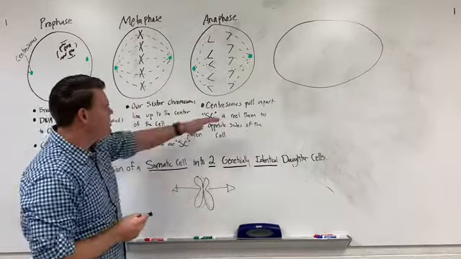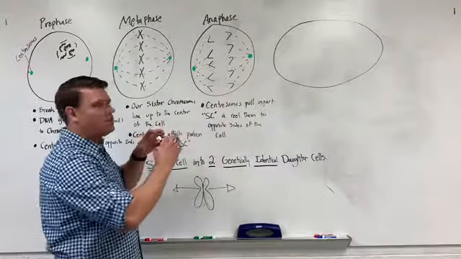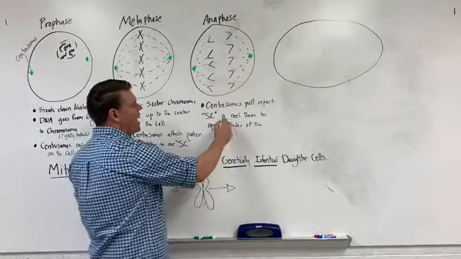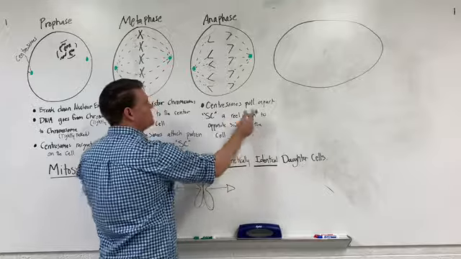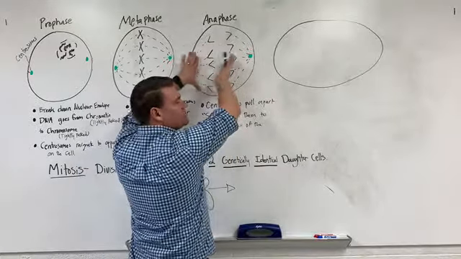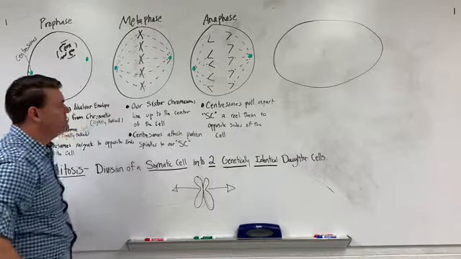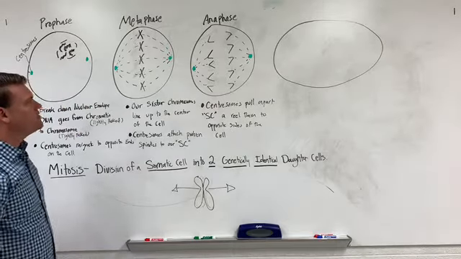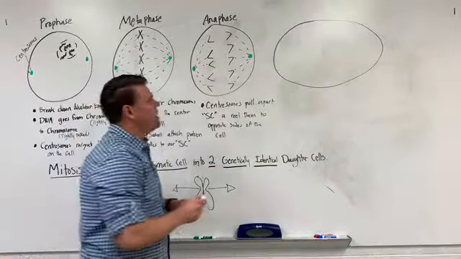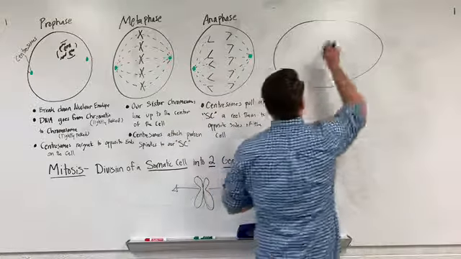All right, so our centrosome pulls apart our sister chromosomes, pulls them apart, and then reels them to the opposite sides of the cell. So now these are heading to opposite sides of the cell. All right, so that's our anaphase. And then our last phase is called telophase.